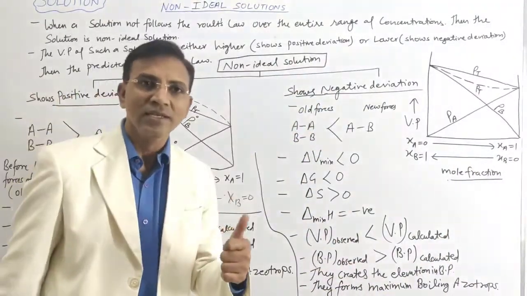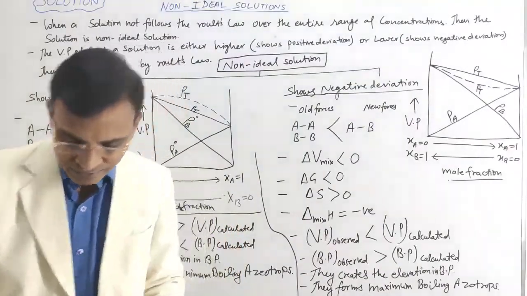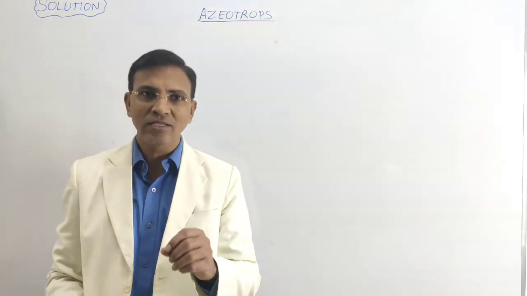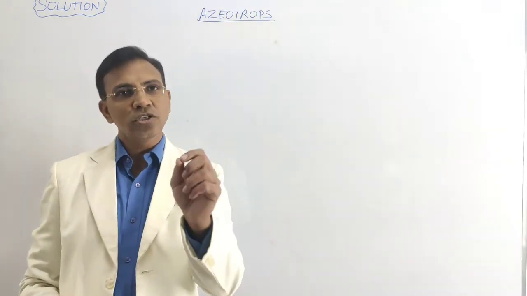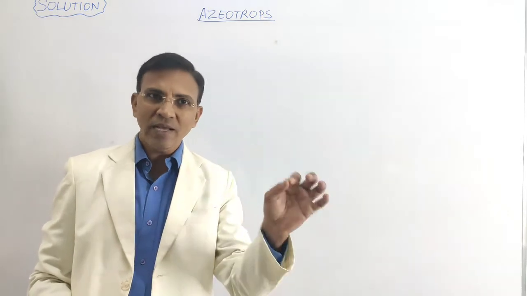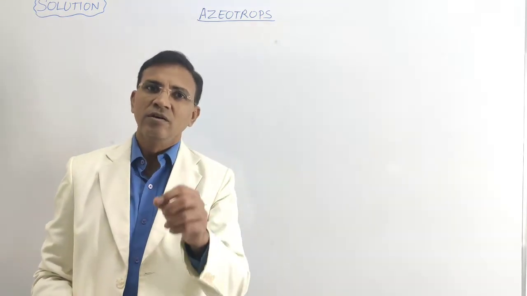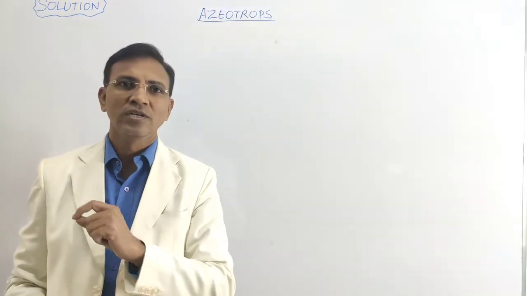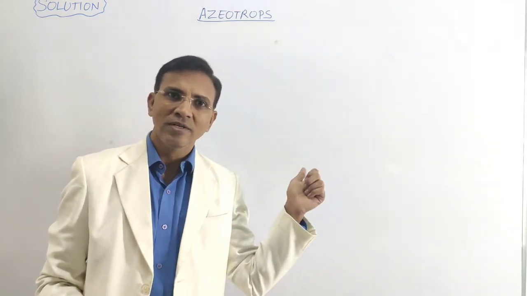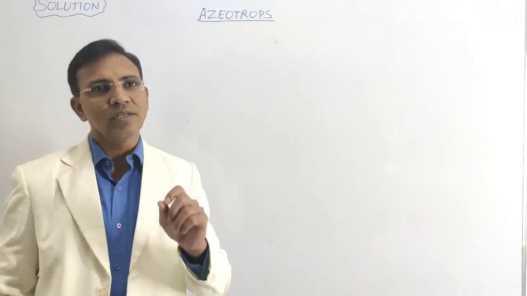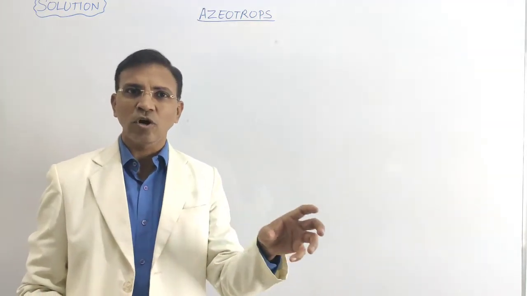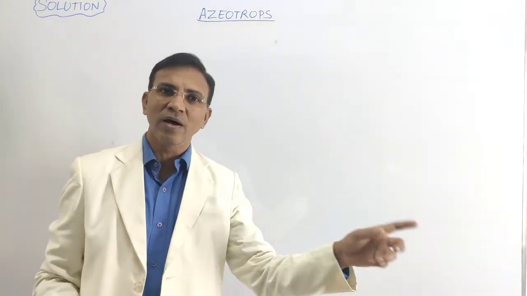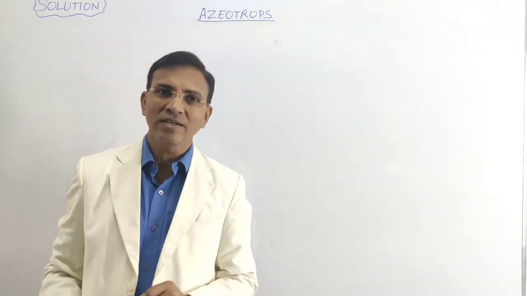So now, moving to the azeotropes. What are the azeotropes actually? The mixture of two real miscible liquids which boils and distills at the same temperature. These kinds of mixtures are called azeotropes. The components of azeotropes cannot be separated by fractional distillation. These are separated by azeotropic distillation.